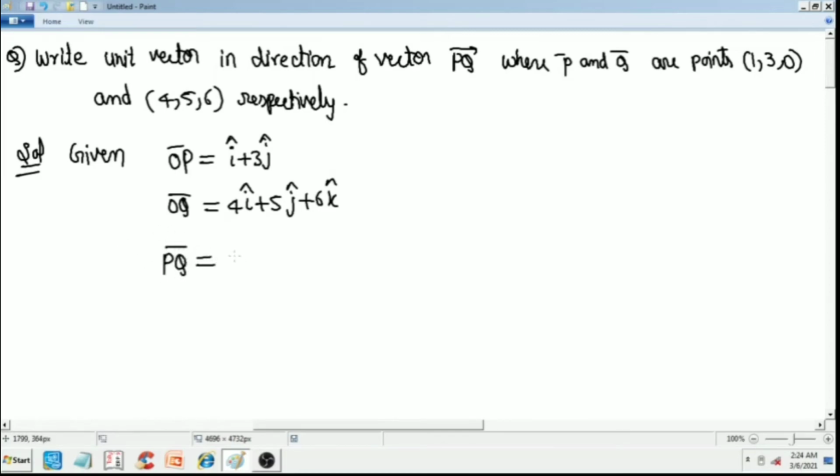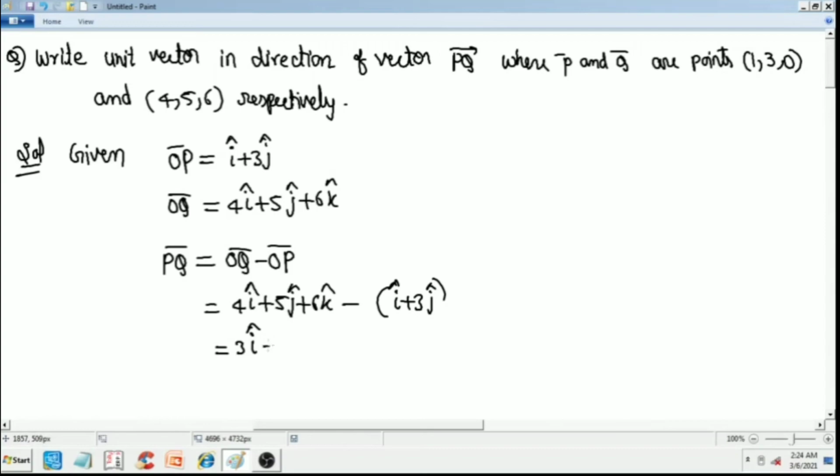How to write PQ here? PQ can be written as OQ minus OP. The position vector of PQ is OQ minus OP. OQ is 4i plus 5j plus 6k minus (i plus 3j). 4 minus 1 is 3i, 5 minus 3 is 2j, plus 6k. Hence this is PQ bar.